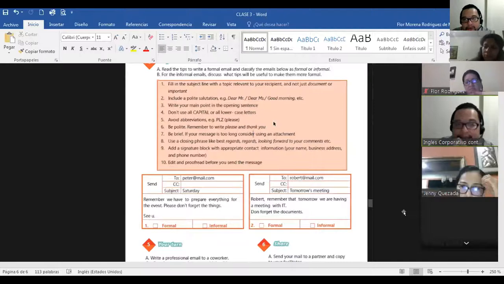Si le ponemos el título y le agregamos solo el nombre, por ejemplo, Dear Miss Flor, no está correcto. Sería Dear Miss Rodríguez. Tenemos que ir con los títulos con el apellido, o puede ir el título junto con el nombre y el apellido. En este caso sería Dear Miss Flor Rodríguez. Pero si solo va el nombre, sí lo puede hacer, pero no está correctamente usado. Okay, continue with the rest. If you have questions, let me know. I will move on to the next couple.